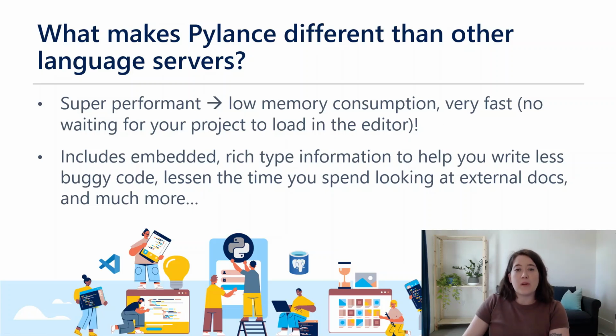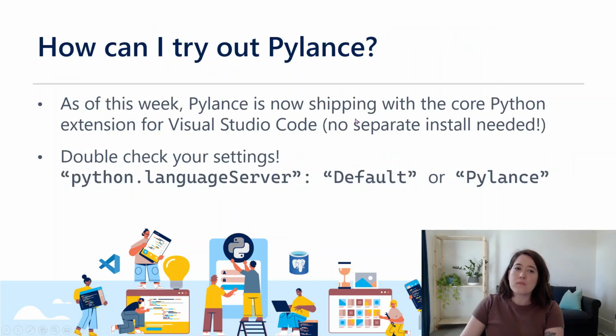Additionally, Pylance is built on top of an open source static type checking tool developed here at Microsoft called Pyright, which means that it has the power to expose rich type information in tooltips in your workspace, which can help you write less buggy code because you'll know the parameter types of the functions you're trying to invoke, and also lessens the amount of time that you'll have to go and look at external documentation, making you more productive.